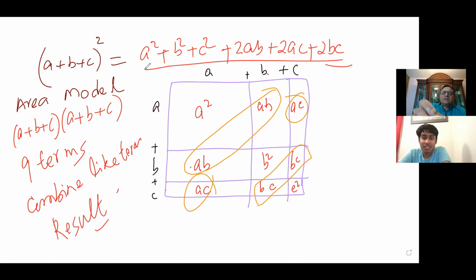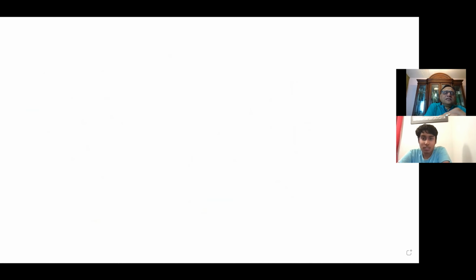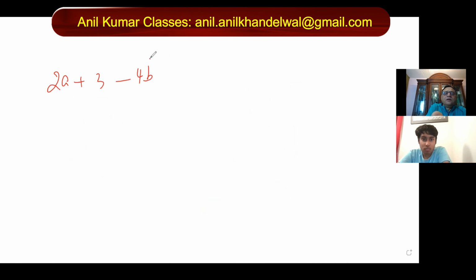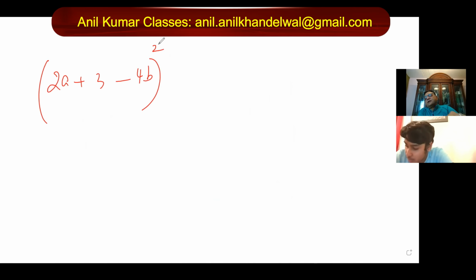So now let's apply this formula and find some interesting results. Let's say we have 2A plus 3 minus, let's say 4B whole square. Expand and write down the answer, please. 2A plus 3 minus 4B whole square, sir. Yes.